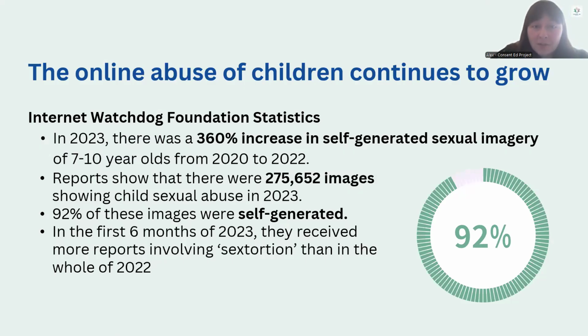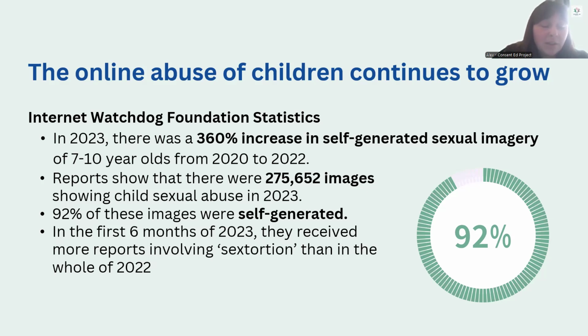And unfortunately, we know from data that the online abuse of children is just continuing to grow, and there's been a real stark rise in the amount of child sexual abuse material that is online. So the Internet Watchdog Foundation statistics show that in 2023, there was a 360% increase in self-generated sexual imagery of 7 to 10-year-olds from 2020 to 2022, which is just the most horrifying thing you could ever think of. And reports show that the majority of these images were self-generated, so 92%.